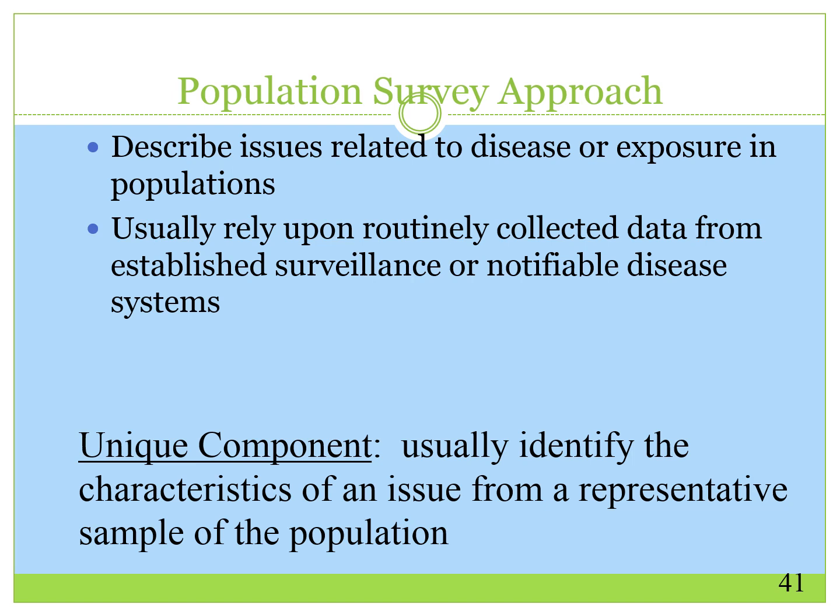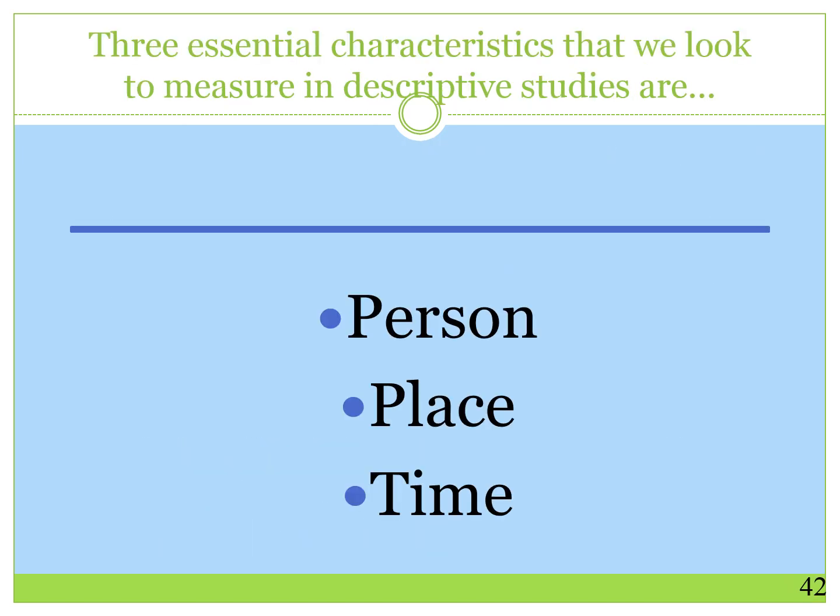In the population survey approach, you can describe issues related to disease or exposure in a population. Usually it relies on routinely collected data from established surveillance or notifiable disease systems. That is the population survey approach. So three essential characteristics that we look to measure in descriptive studies are person, place, and time.